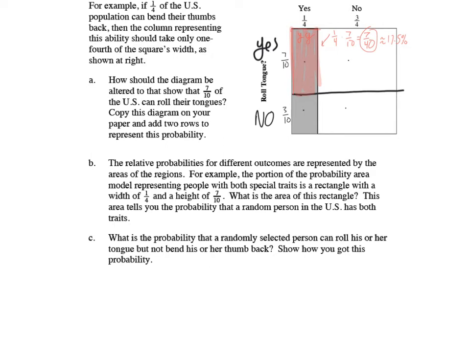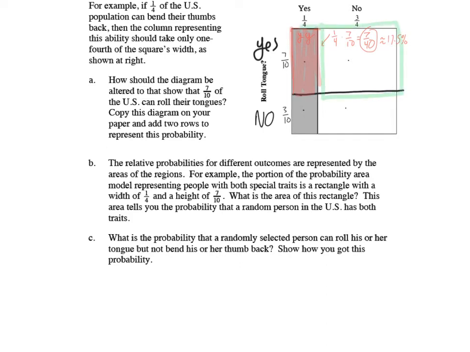So question C says, what's the probability that a randomly selected person can roll their tongue but not bend it backwards? And in order to do that, I'm going to be multiplying and finding this probability right here.